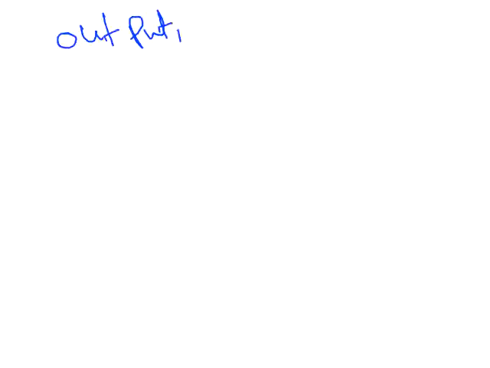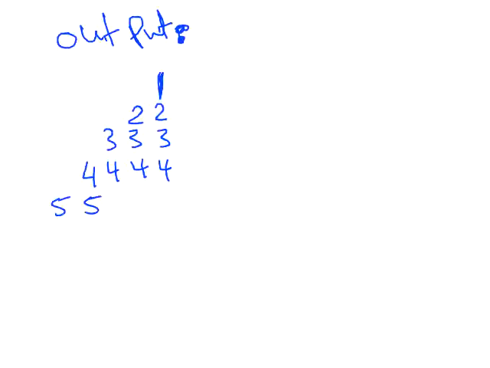Okay, I would like you to design a nested for loop that will print the following. It will print 1, be accurate, right? 1 here, 2, 2, 3, 3, 3, 4, 4, 4, 4, 5, 5, 5, 5, 5.